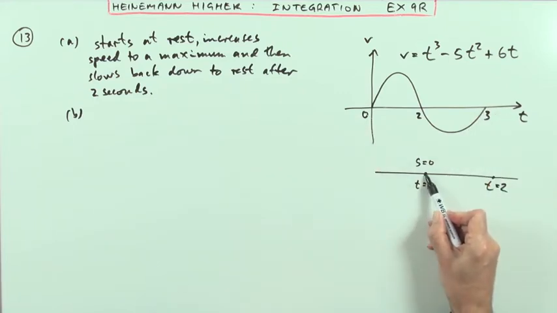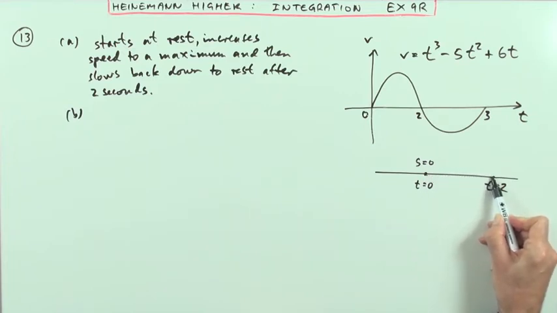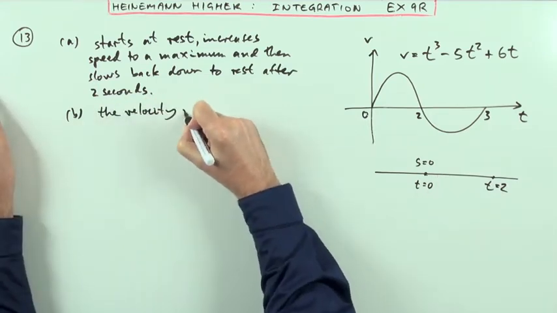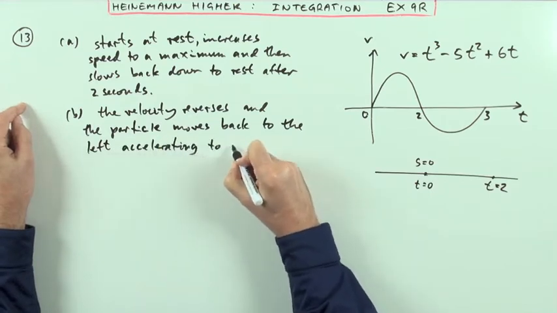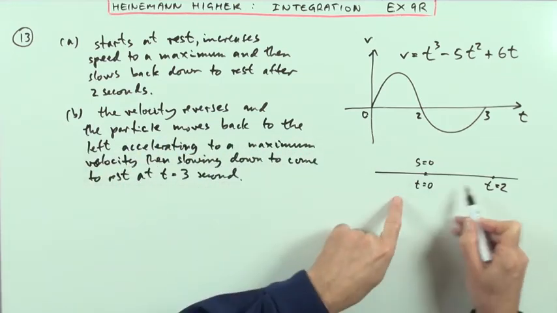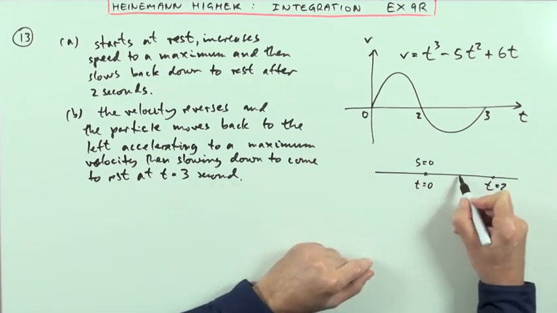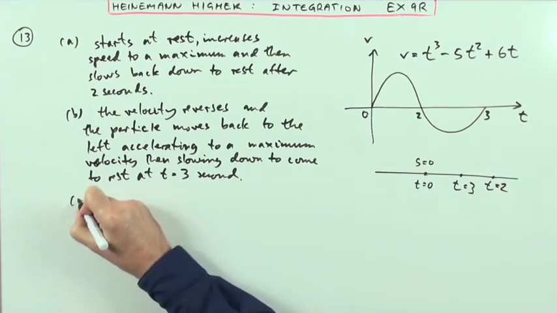So during the first phase it's speeded up and then slowed down to rest here, and then it's starting to go back, speeding up and then slowing down again. The velocity reverses and the particle moves back to the left, accelerating to a maximum velocity and then slowing down to come to rest at t equals 3 seconds. So it looks like this. It's going forward and then it's come back to finish somewhere about here maybe, t equals 3.